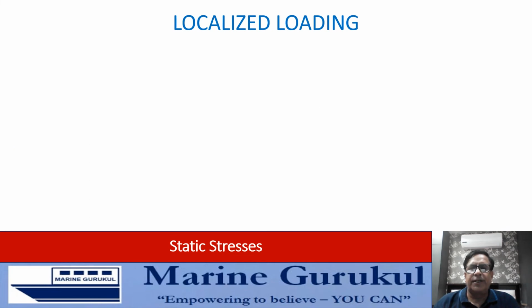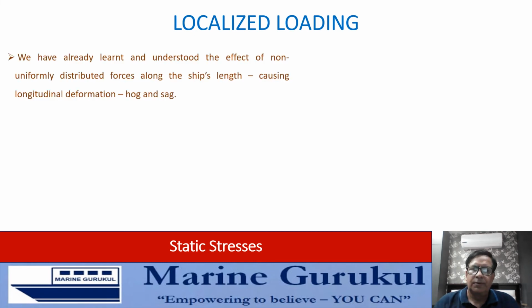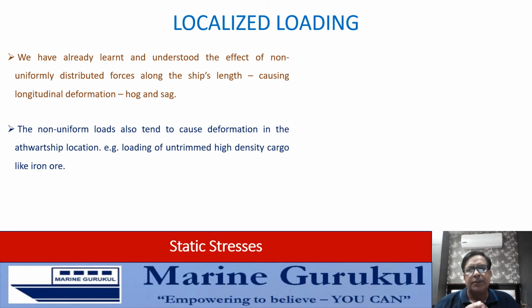Now we shall try and understand what happens if there is localized loading in the athwartship direction. We have already learned and understood the effect of non-uniform distribution of forces or loads along the ship's length, which cause the ship to longitudinally deform, resulting into hog or sag. Now, if a similar thing happens in the athwartship direction, that means there is a non-uniform loading in the athwartship direction, it shall also tend to cause deformation in the athwartship direction.